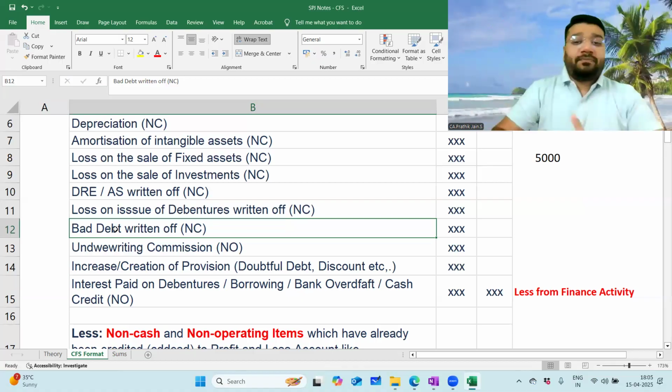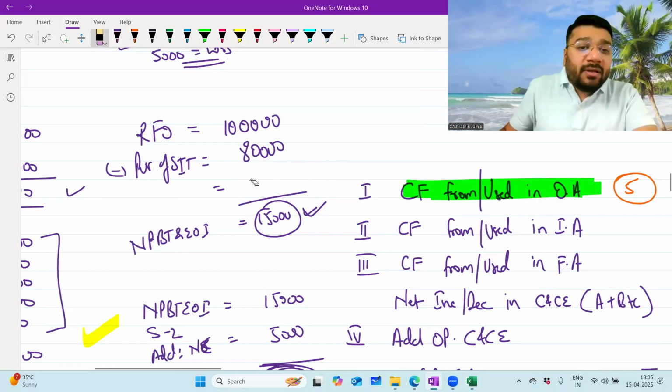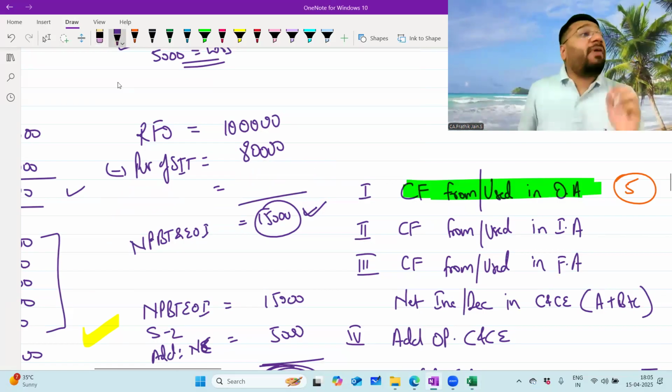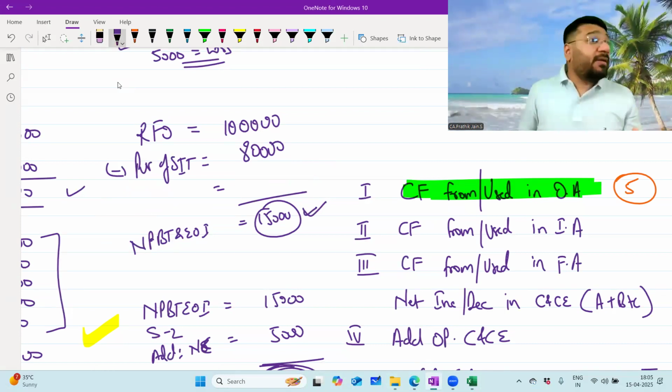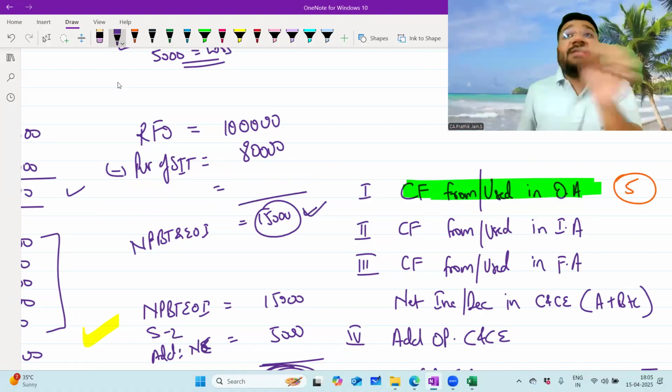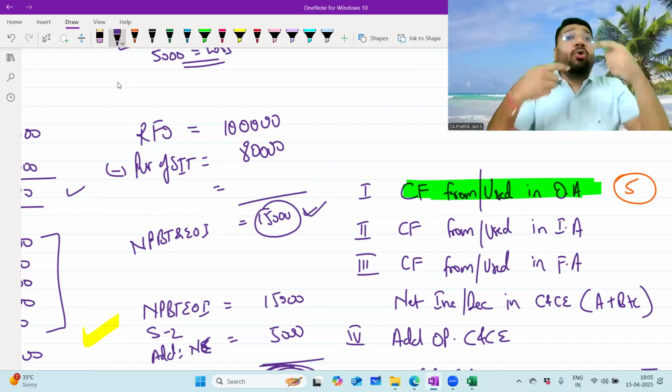So now, 1 lakh is my revenue from operations. 80,000 rupees is my purchase of stock in trade. This one particular debtor from whom I'm supposed to receive 5,000, I did not receive that. He said that I'm never going to pay you back. Isn't it a bad debt for me? Yes. What is the journal entry for bad debt? Bad debt to debtor. And this bad debt is transferred to P&L.